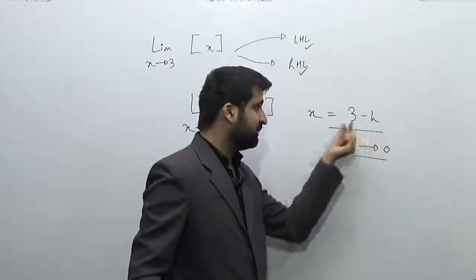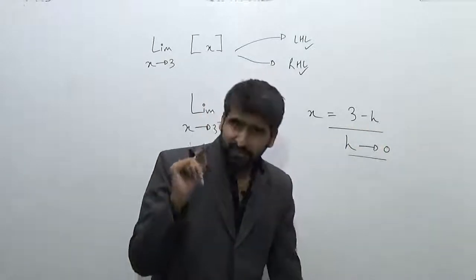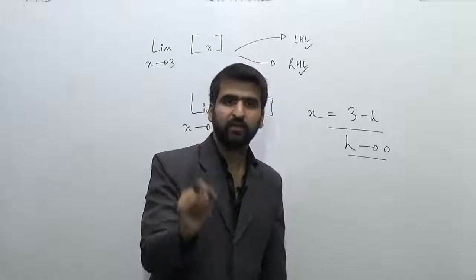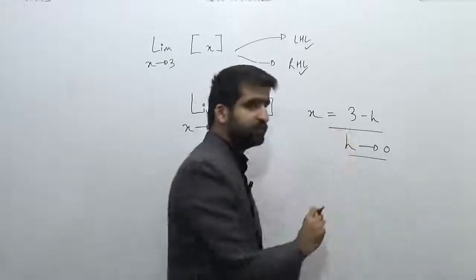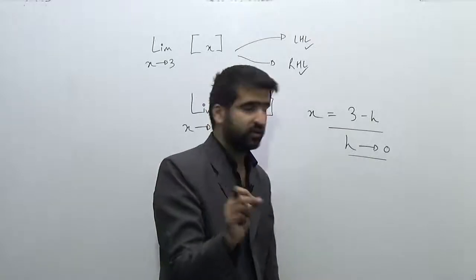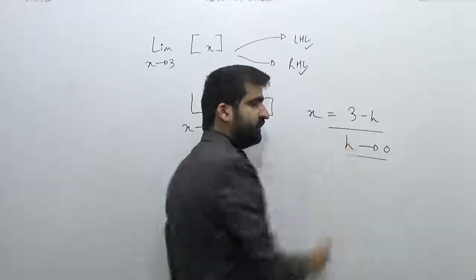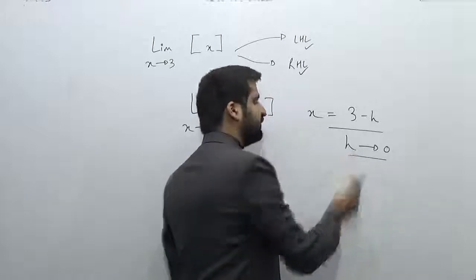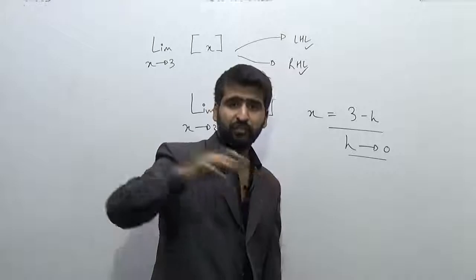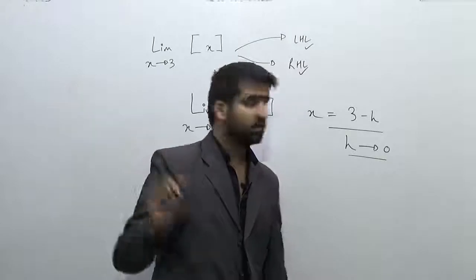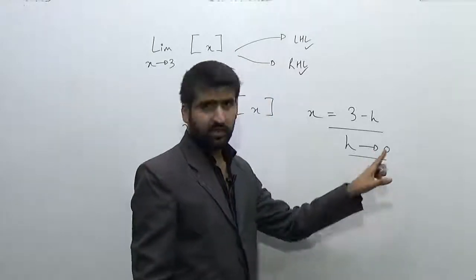What I mean by 3 minus h is that I am very close to x is equal to 3, but I am not at x is equal to 3. So that's why I wrote 3 minus h. The value of h will be 0.000 with a million zeros and then 1. After a million decimal zeros, I am getting 1. So that can be the value of h.